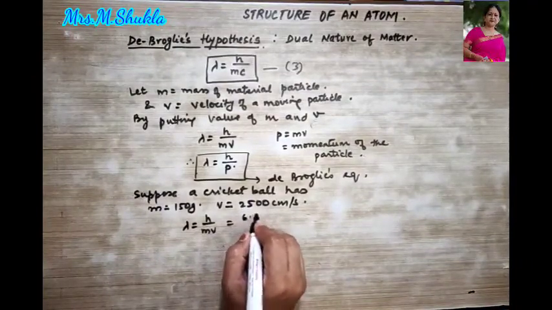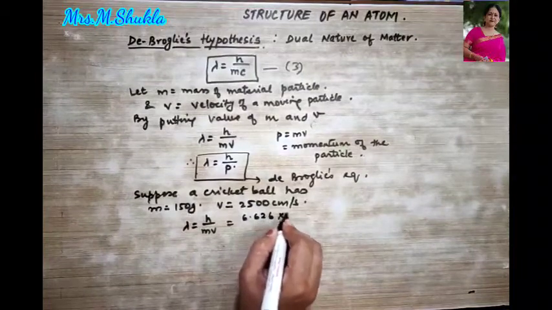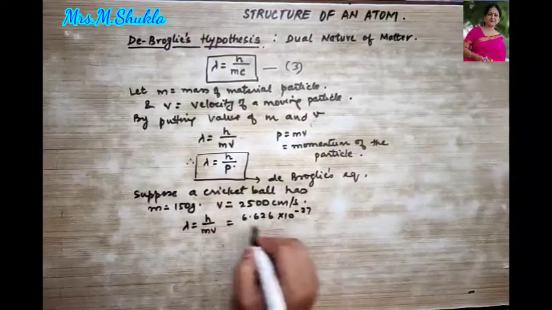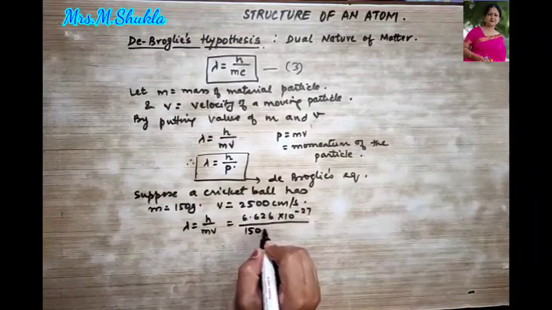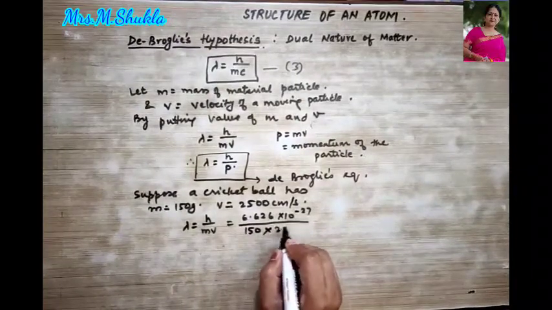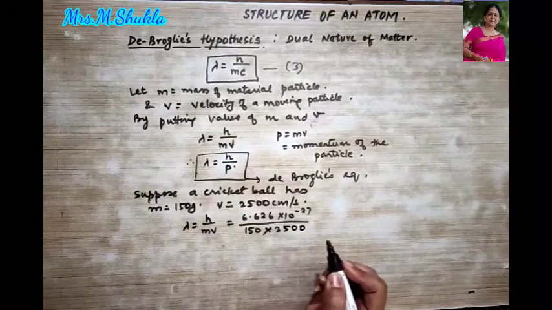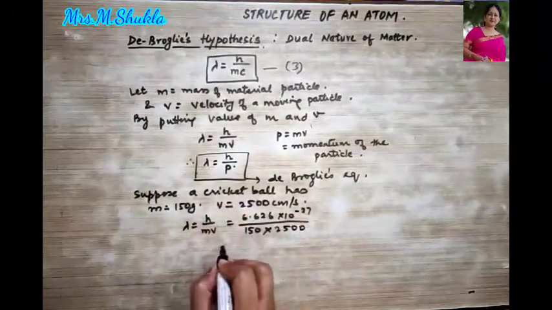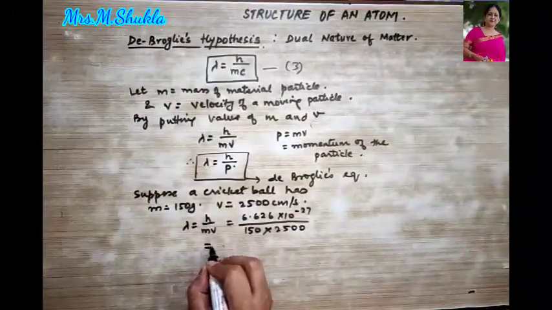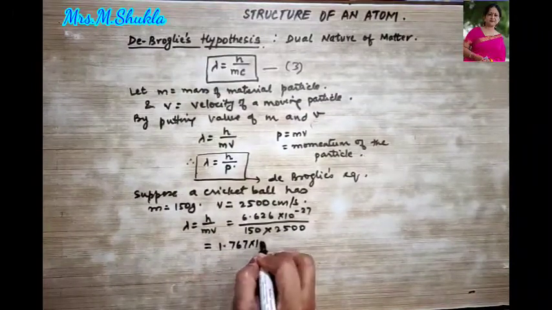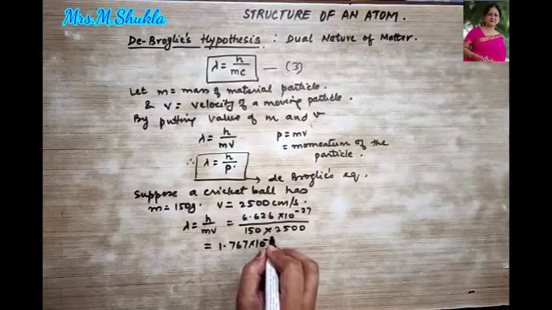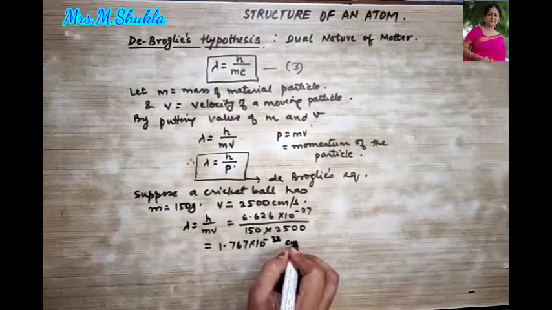It is 6.626 into 10 to the power minus 27 upon what is the value of m given to you? 150, and velocity 2500. If we calculate all this, what do we get? We get the answer as 1.767 into 10 to the power of minus 32 centimeter.